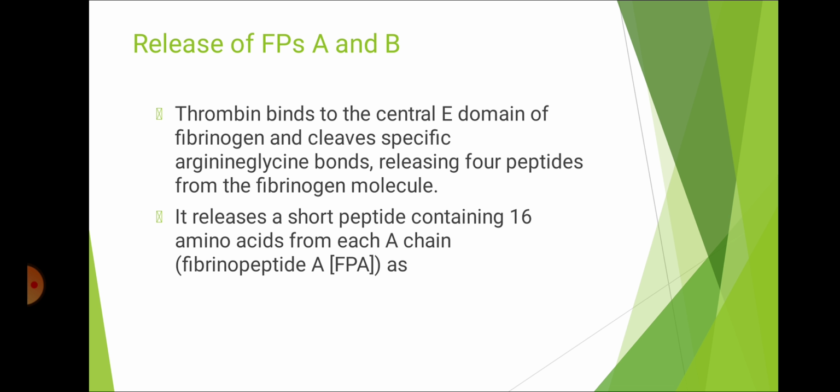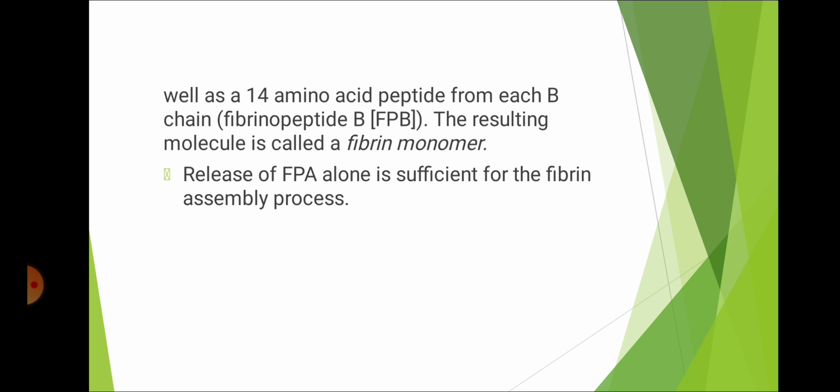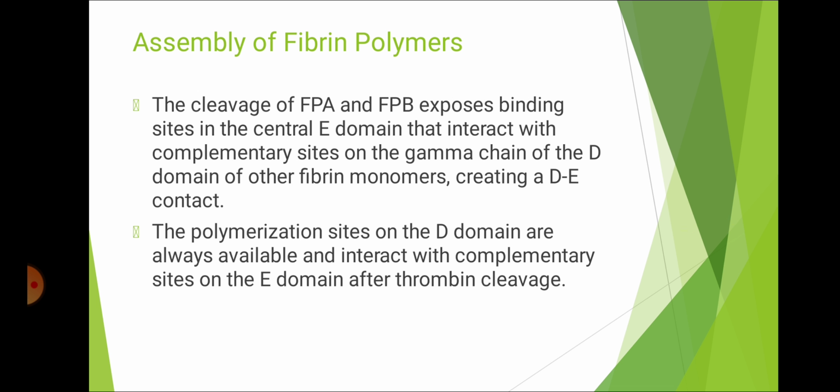Release of FPs A and B. Thrombin binds to the central E domain of the fibrinogen and cleaves specific arginine glycine bonds, releasing 4 peptides from the fibrinogen molecule. It releases a short peptide containing 16 amino acids from each A chain, that is fibrinopeptide A, FPA, as well as a 14 amino acid peptide from each B chain, fibrinopeptide B. The resulting molecule is called fibrin monomer. Release of FPA alone is sufficient for the fibrin assembly process.